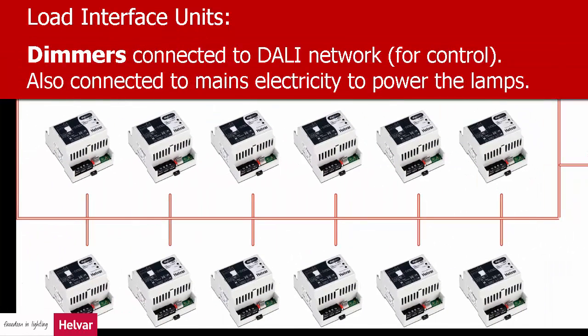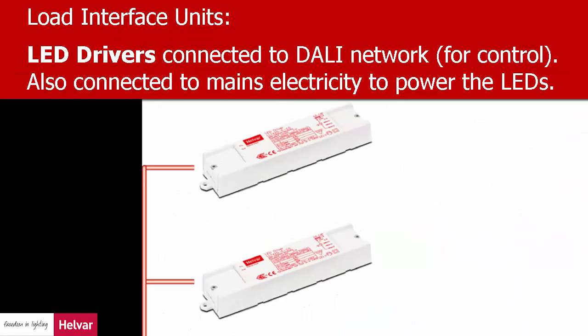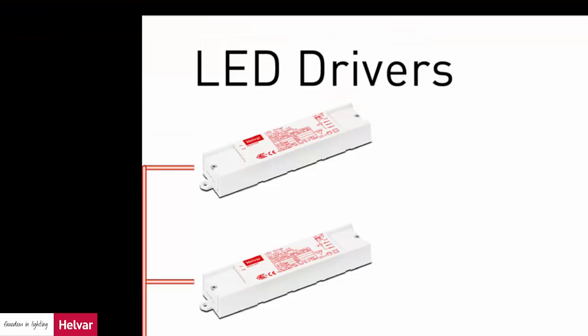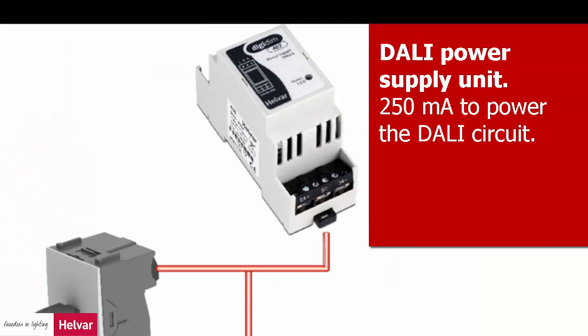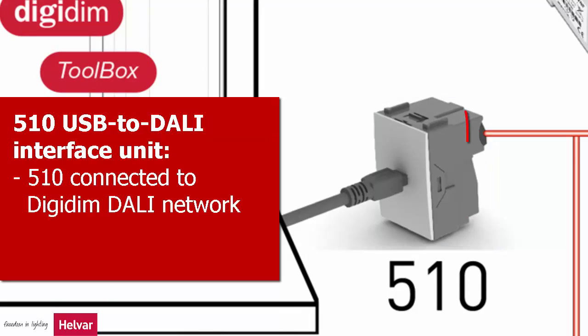This DALI system has 12 dimmers. This DALI system has 2 LED drivers, which control the light level of LED lamps. The power supply for one DALI circuit provides 250 milliamps. When designing a DALI circuit, you need to take into account how much current each DALI device consumes. The Helvar 510 lets you connect your PC to a DALI network using a USB cable.